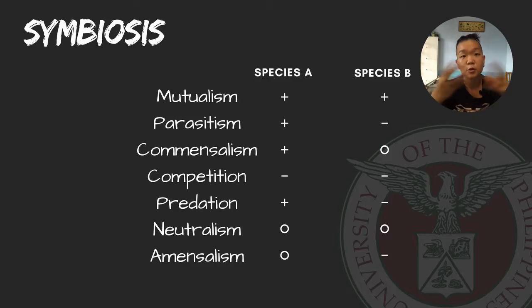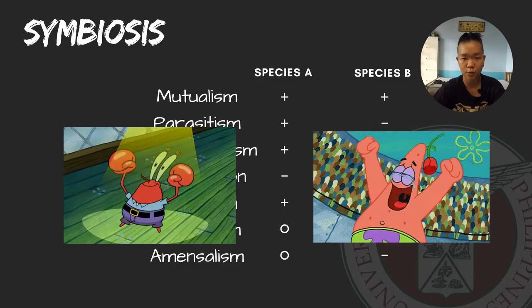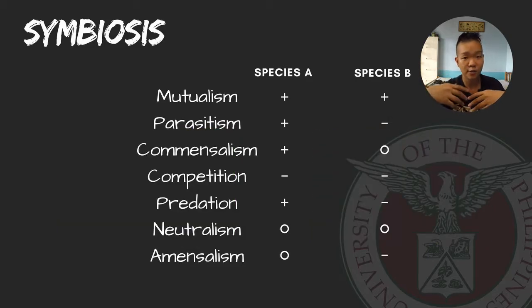It's when two different species coexist. Among these relationships, you may be most familiar with the first three that we have on this list, which is mutualism, parasitism, and commensalism. Mutualism, it's like the win-win situation. You scratch my back, I scratch yours.